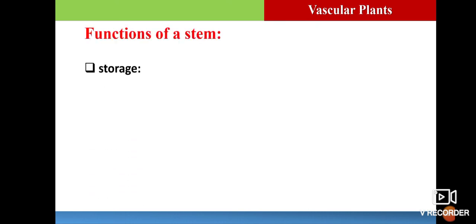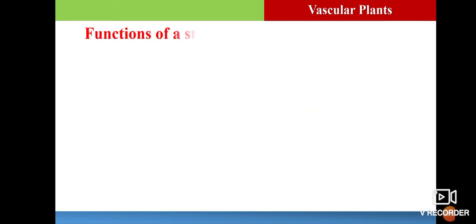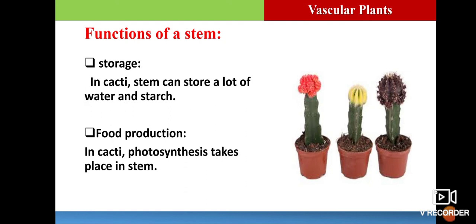Now we should list the functions of the stem. The stem has 4 main functions. The first function is storage. The second function is food production. The third one is transport. And finally, support. Okay, so let's return back to the storage.